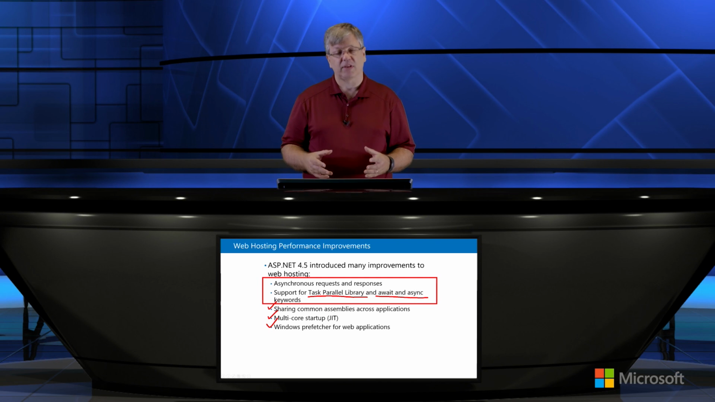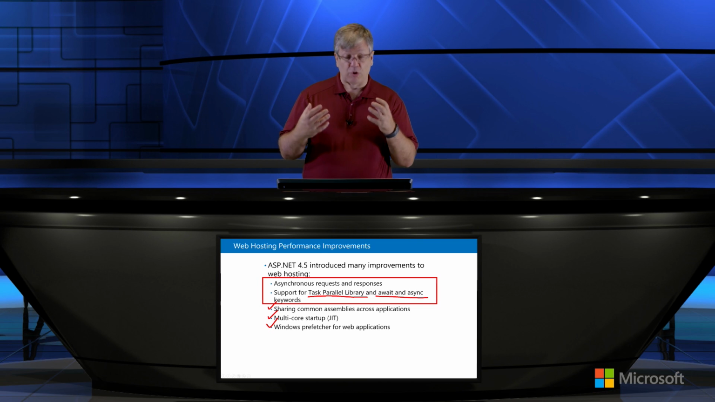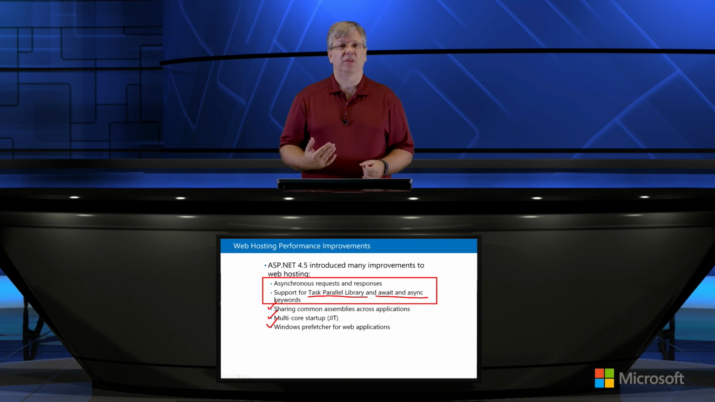And so there's a lot of things that are built in at a low level to ASP.NET 4.5. Some of these are going to be automatic, such as the multi-core startup. Some of these are going to be things that you're going to want to consider building into your application, such as the asynchronous processing, the asynchronous request handling, the task parallel library, etc.